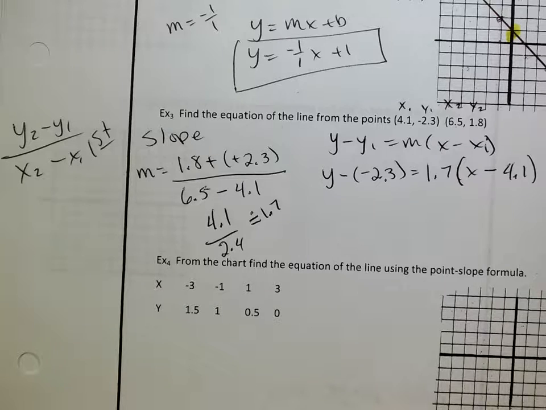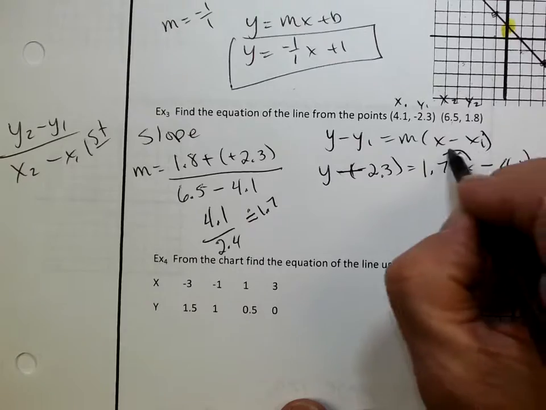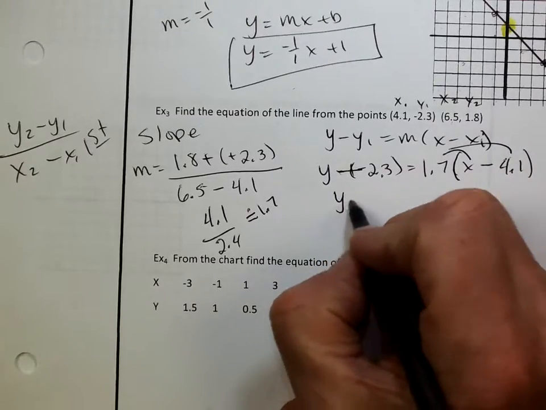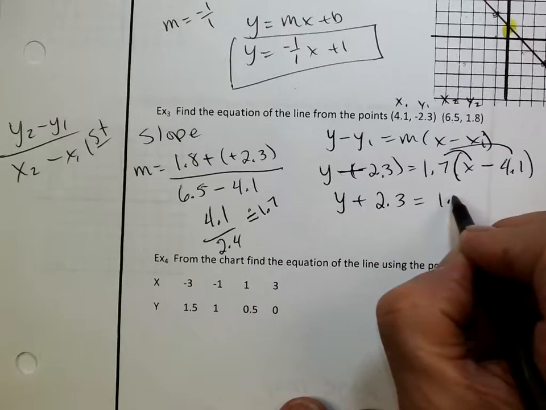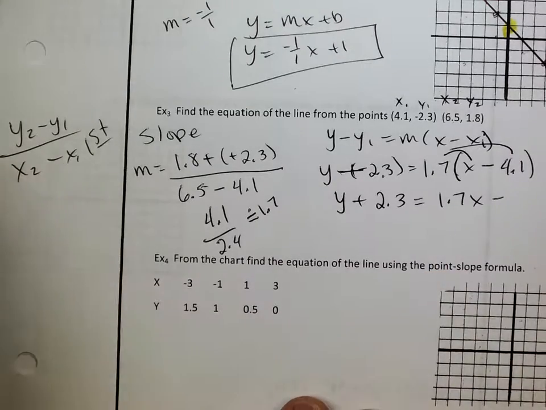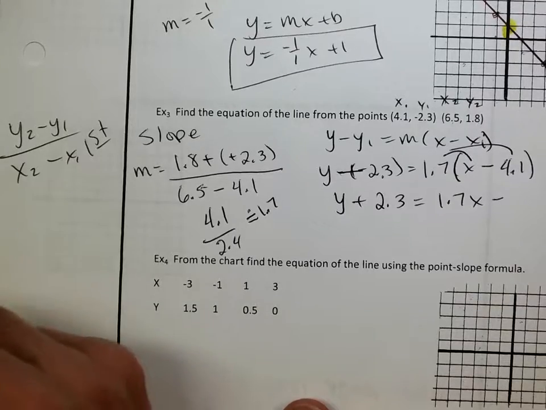Okay, it's a little different than what you guys have done before. You normally have done the y equals mx plus b. This one actually is, I think I'm going to try and talk you into this formula. So double negative, right? Make that plus. So I distribute that times that and that times that. Of y plus 2.3 equals, let's see, a 1.7x minus, calculator time. Okay, 1.7 times 4.1, and I get an answer of about 6.97.